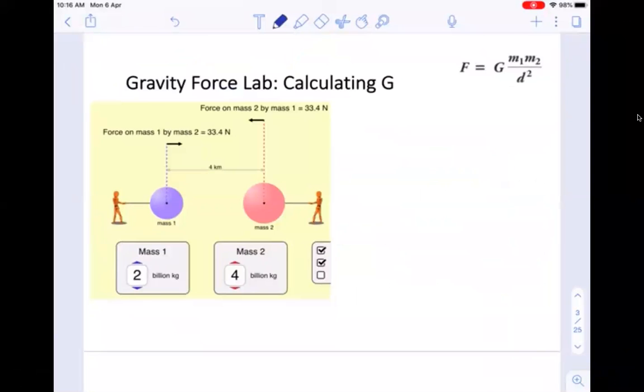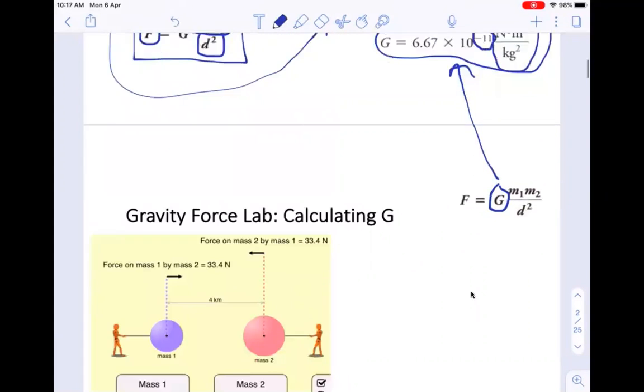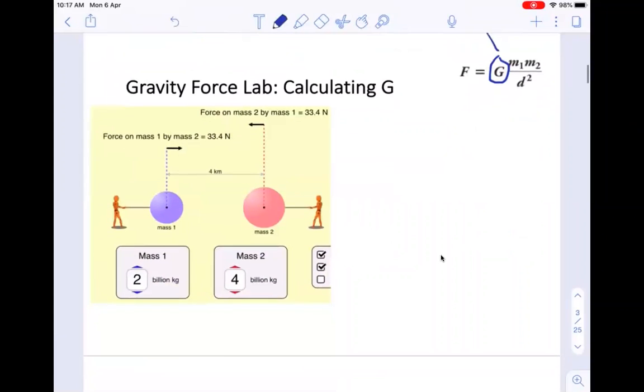So I took a screenshot of the PhET simulation in its standard setting, and I want to see now: is this accurate? Can we actually calculate the value for the gravitational constant G using these numbers? If it is accurate, the answer I should get is right there, 6.67 times 10 to the negative 11. And so we'll see if that's the number that I actually get from my math.